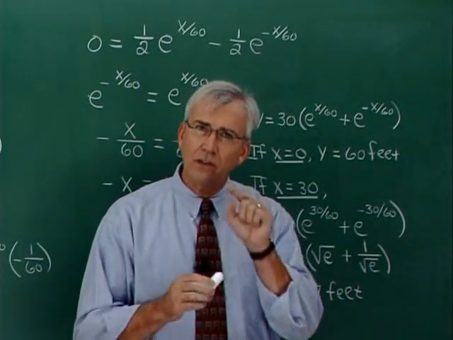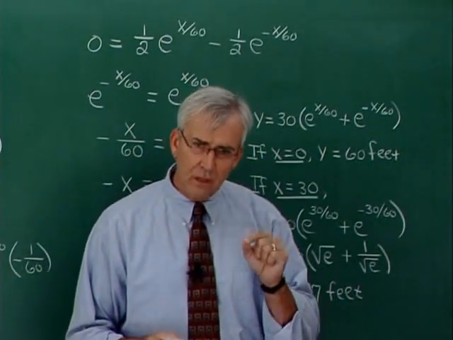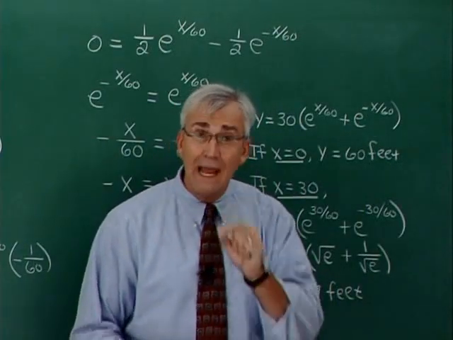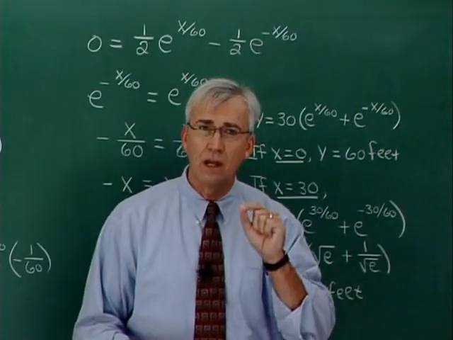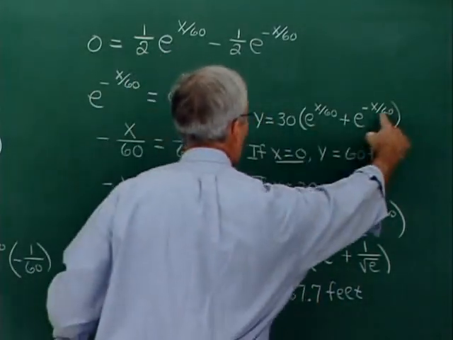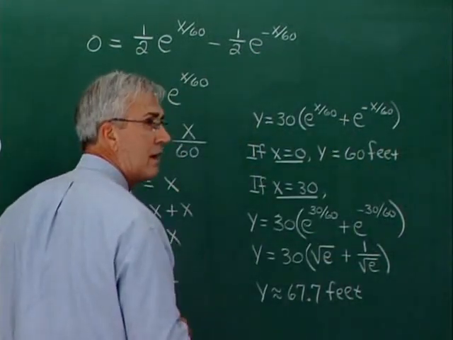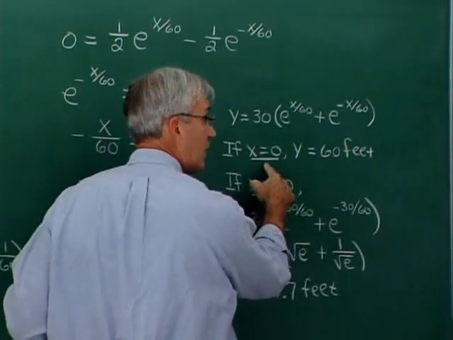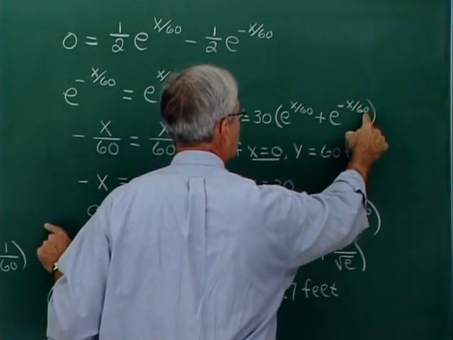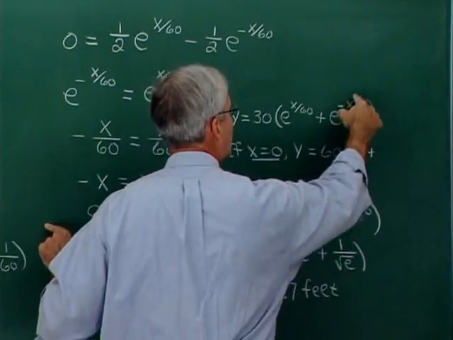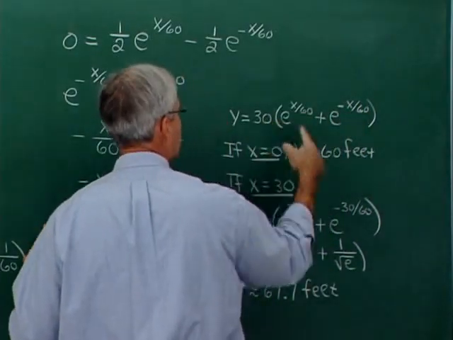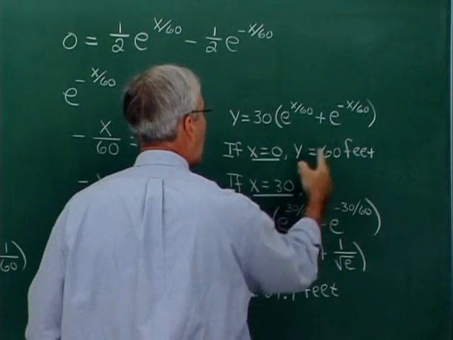And now let's see how high the wire is from the ground at that point. And let's see how high the wire is at the telephone poles. Okay, so here's our equation, the equation that we started with. And if x equals 0, here's what happens. This x is 0. This is 0 over 60. This is also 0 over 60. Gee, e to the 0 power is 1. This is also 1. 1 and 1, 2. 2 times 30, 60. So when x is 0, y is 60.